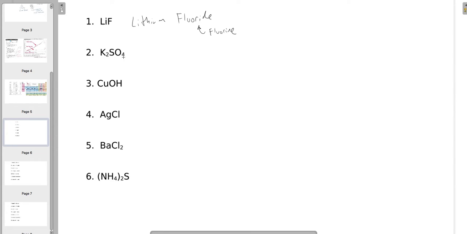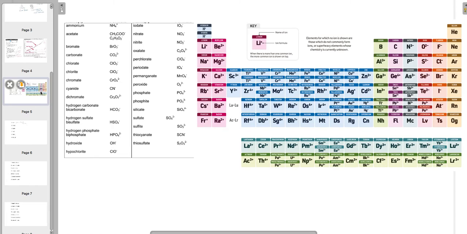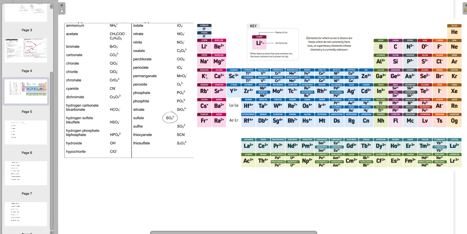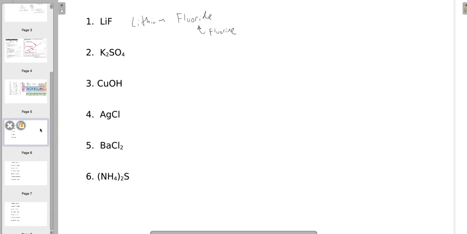Okay, this one, K2SO4. There are three different elements, so you know there must be a polyatomic ion. And this SO4 you'll find is sulfate. So SO4 right here with a charge of 2- is called sulfate. You have K, which on the periodic table is potassium. So it's potassium, and then SO4 is sulfate.